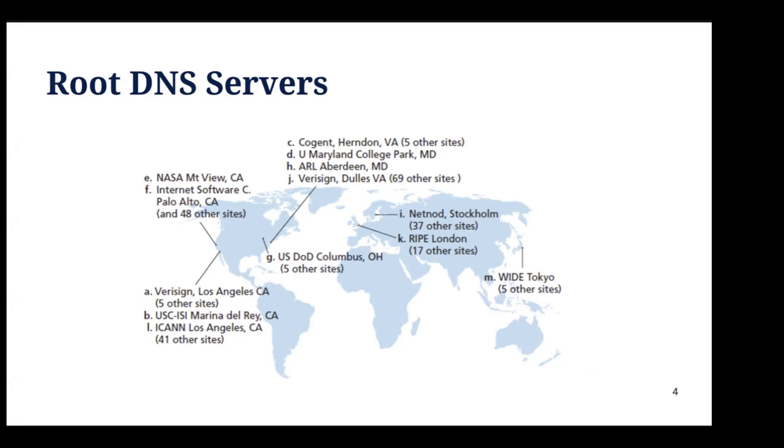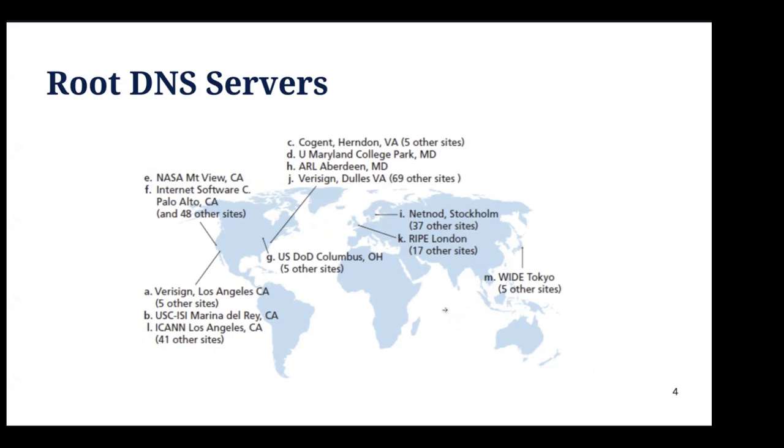Now, we are looking at the root DNS servers. What are root DNS servers? I'll explain in upcoming slides. But just to let you know, there are only 13 root servers spread all around the world. You can see them by the letters A, B, C, D, E, F, G, H, I, J, K, L, and M. So there are 13 root servers in all.